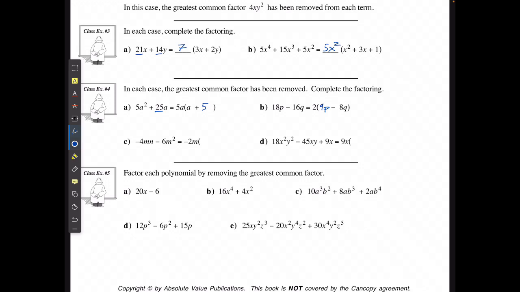For example C, if I had negative 4mn minus 6m squared, well, if I did negative 2, and I'm dividing that from negative 4, the negative and negative will cancel out and make it positive, and 4 divided by 2 leaves me with 2. I had an m and an n, and I took away the m from there, which means that I'm just going to be left with the n. Negative 6 divided by negative 2 leaves me with positive 3, and m squared, take away an m, leaves me with an m.